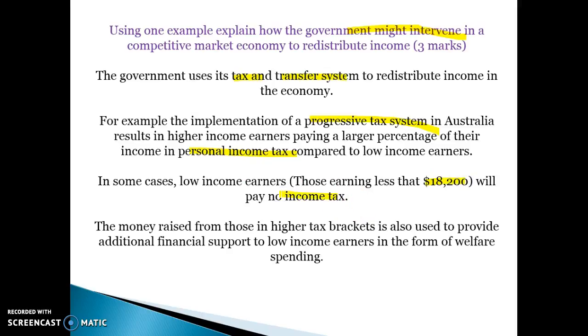The money raised from those in the higher tax brackets is used to provide welfare for those in the lower tax brackets. So really explaining clearly how the income tax system works in Australia, with high income earners paying a higher percentage of their income and low income earners paying very little tax and collecting welfare.